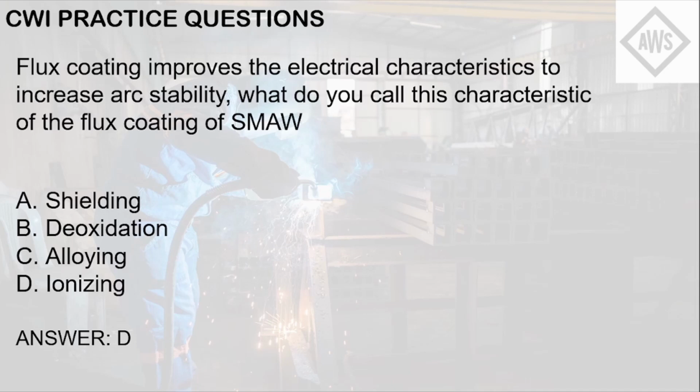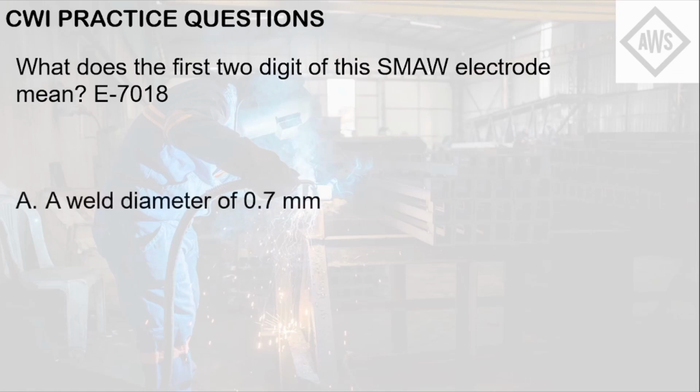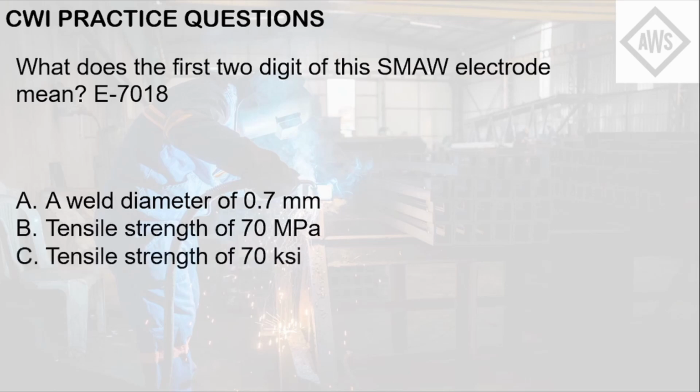Arc stability is very important during stick welding because it's a manual welding process, so you need to ensure that the arc during the welding process is stable so as not to produce a defect. Next question about welding electrodes. What do the first two digits of this SMAW electrode mean? E7018. A, weld diameter of 0.7 mm. B, tensile strength of 70 MPa. C, tensile strength of 70 KSI. Letter D, low hydrogen electrode.